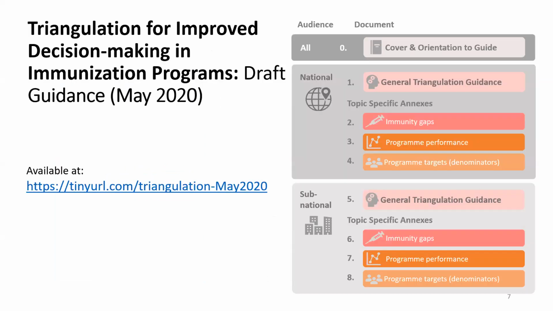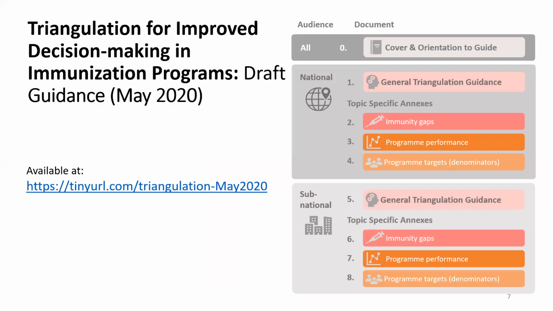But I think what's most interesting to you all on this call at this point is the draft guidance that we've come up with. So as of May 2020, so we're hitting the end of the month, we've come up with a working draft guidance. You can see the tiny URL link here. It's an active link. You're welcome to use it. At this point, we're finalizing just a few formatting changes to the documents, but they will be uploaded within the next week. So feel free to use that link if you're interested in looking at the guidance.